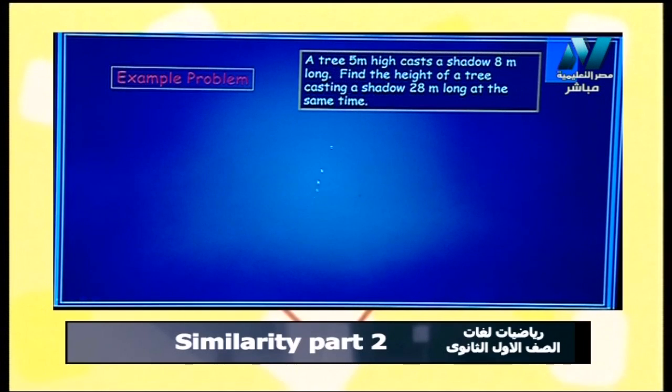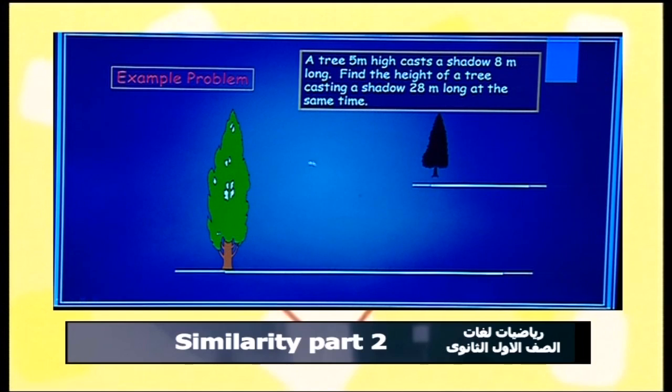Example problem. A tree 5 meters high casts a shadow 8 meters long. Find the height of a tree casting a shadow 28 meters long at the same time. Yes, we have two trees now. This is a tree which is a height of 5 meters, and this one makes a shadow of 28, like that.